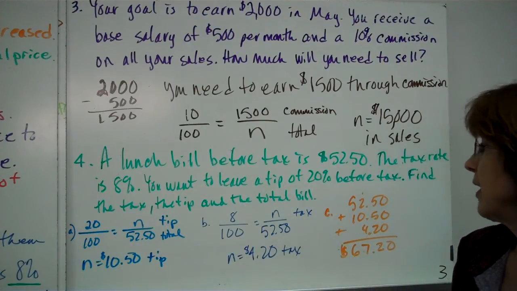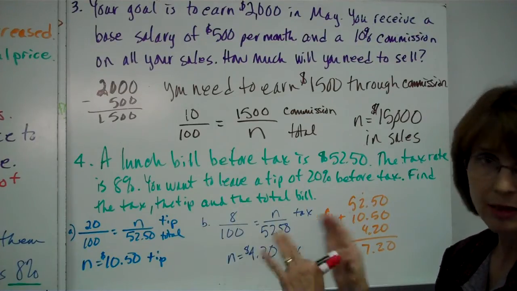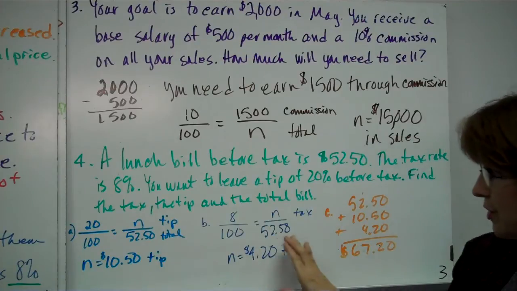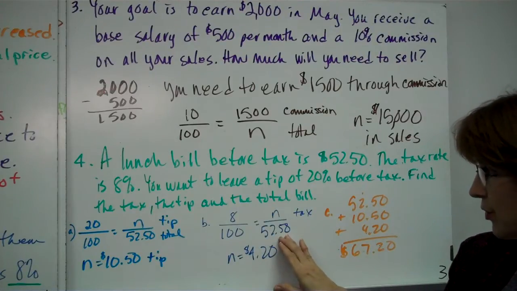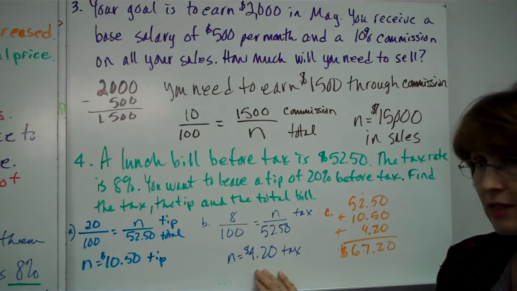That's the tip. Then I want to get the tax, but the tax is before the tip, so I don't have to worry about adding the tip and then figuring out the tax. So I can just still use the $52.50 for my base, for my total. And the tax is 8%, so that's going to be my N. You can leave that there, and the tax is $4.20.